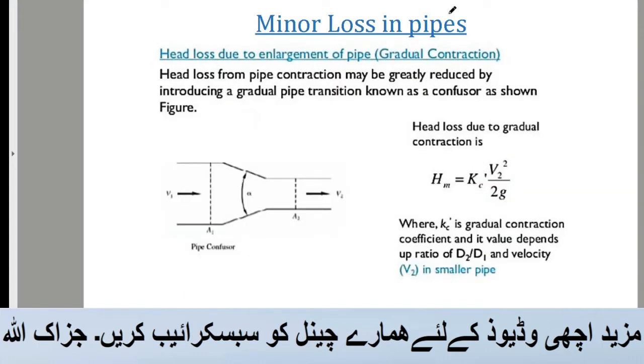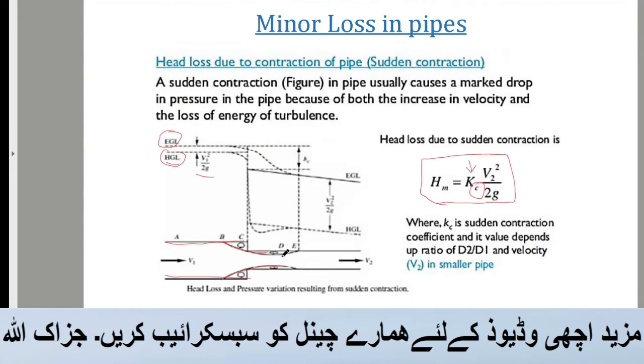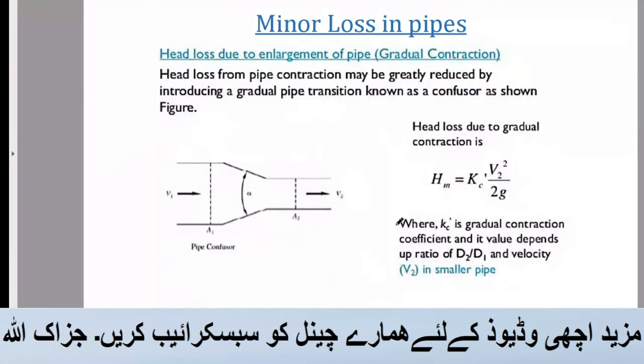The next one is the gradual contraction. Here is the sudden contraction. Here is the gradual contraction, which we have studied in the Venturi method, in which the pipe diameter is gradually contracted. Its formula is also the same, that is Kc dash. It is also a contraction, but because it is gradual, it is represented as Kc dash v squared over 2g. Here Kc dash is the coefficient of gradual contraction, and its value depends upon d2 divided by d1.